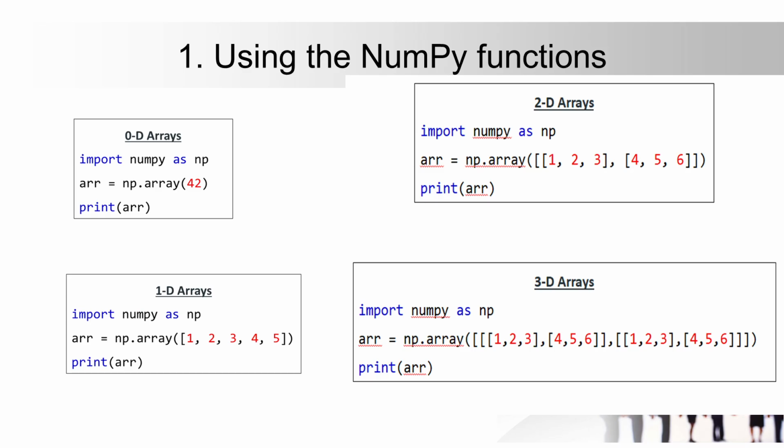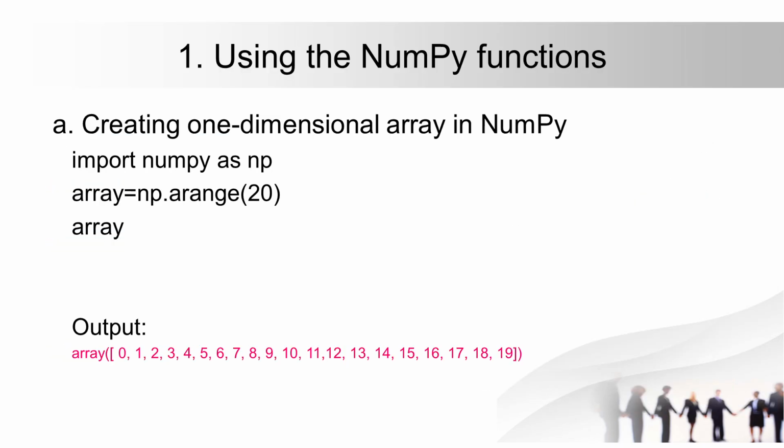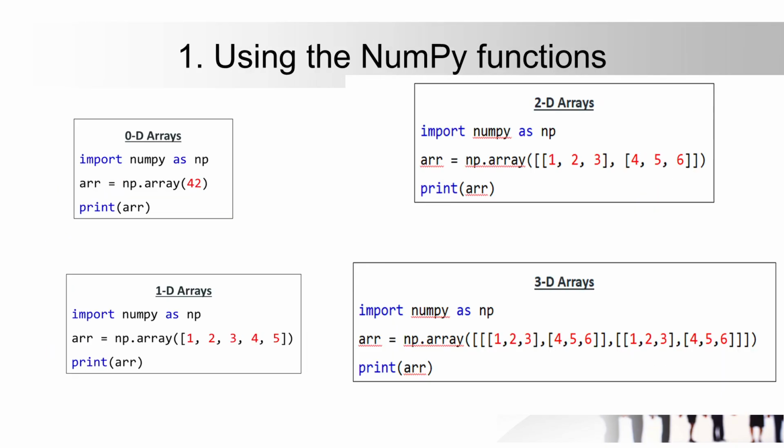Moving on to the NumPy functions. Initially an example has been given: import numpy as np, arr equals, what is the syntax we have to use? np.array. In the previous condition, what syntax did we use? np.arange. That was the first command to create a single-dimensional array. Now in this NumPy function, the next command you are learning is np.array. When I give a value, it prints a 0D array.